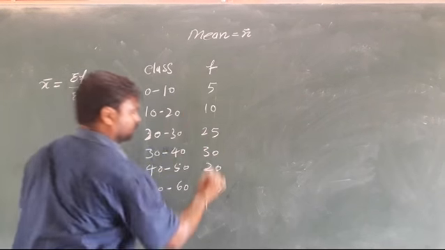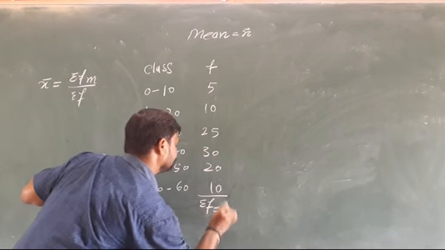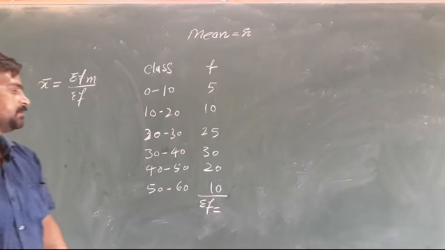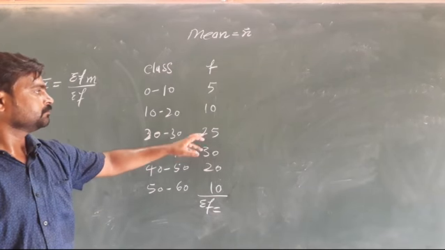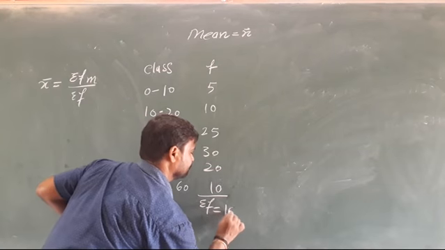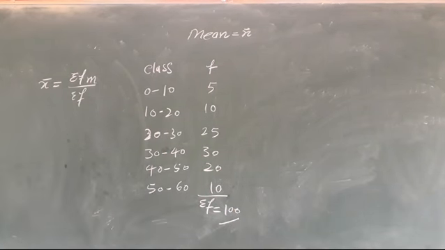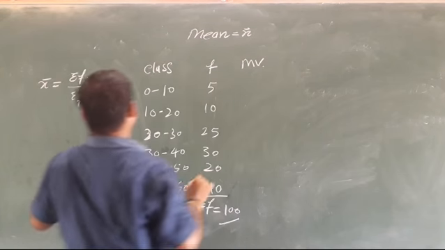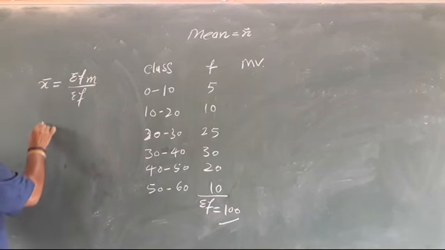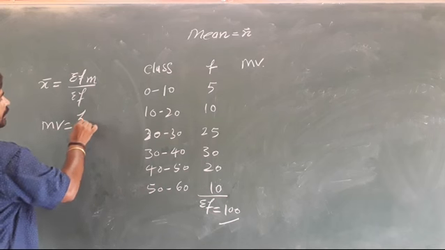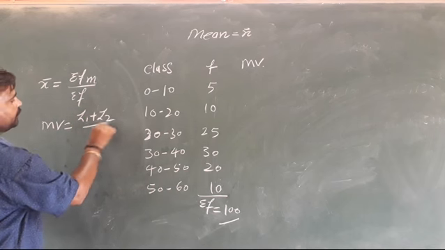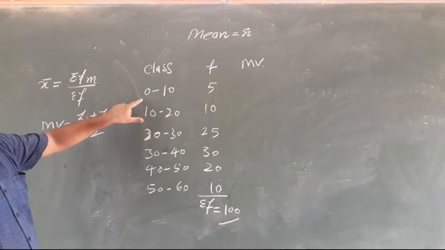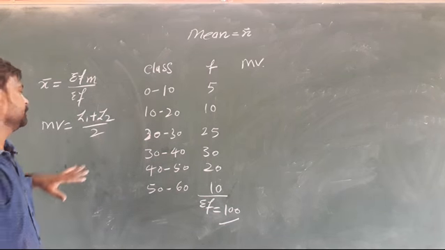Sigma f means the total of frequency. Now we are going to have a total of this: 100. The total frequency will be 100. And now another thing, we will go through finding out the mid value. How will we find out the mid value? Mid value equal to L1 plus L2 divided by 2. L1 means the lower limit and L2 means the higher limit.